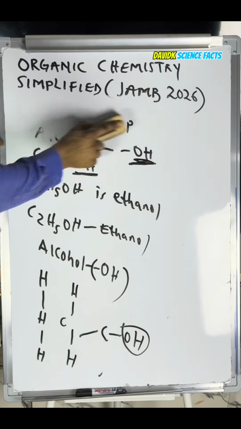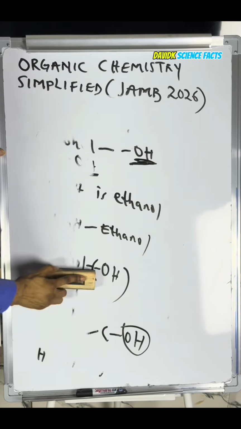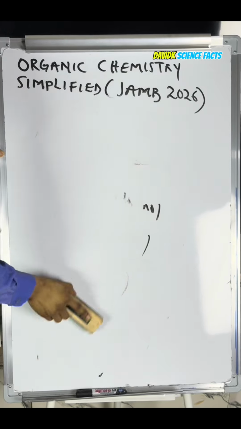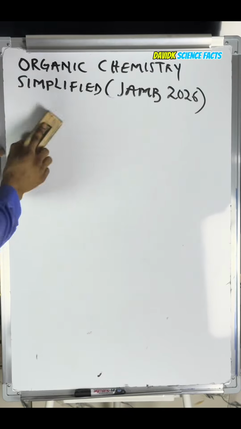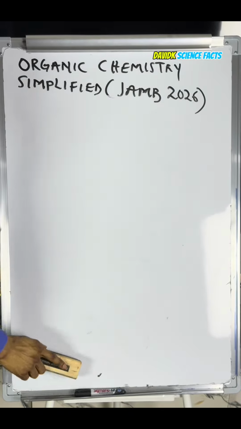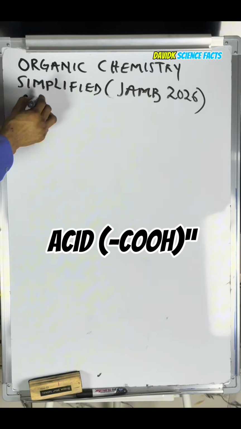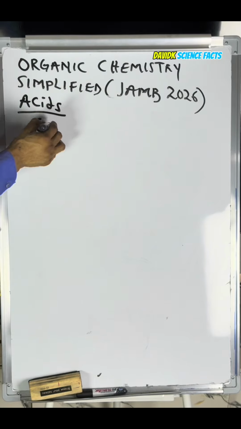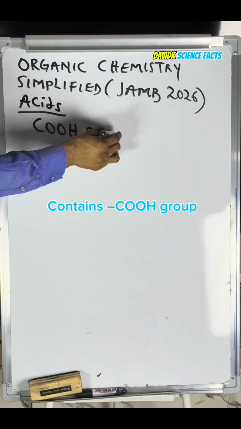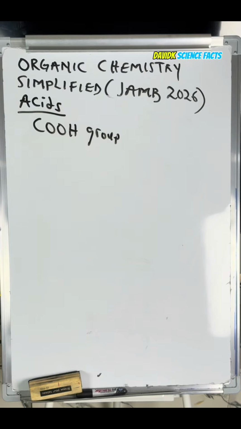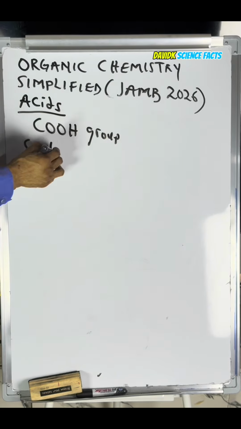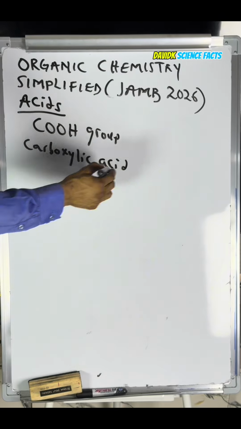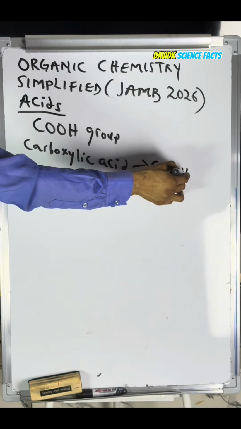So the next one, let's talk about acids. Trying to make this brief, going straight to the key points you need to understand. Acids contain the COOH group. We have carboxylic acid. Carboxylic acid is called COOH.